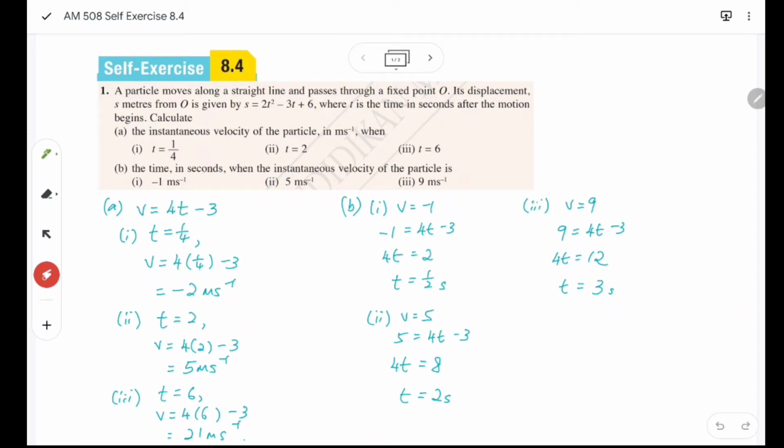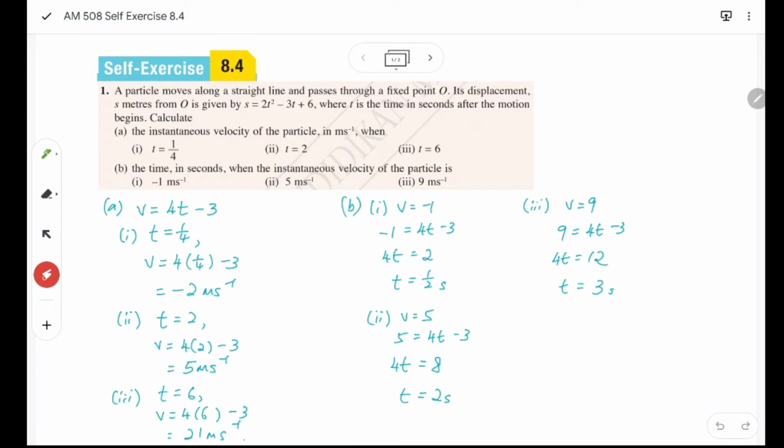B, we need to calculate the time in seconds when the instantaneous velocity of the particle is negative 1 meter per second. So this time v is given. We need to find t. So when negative 1 equals 4t minus 3, then move the negative 3 to become positive 3. Negative 1 plus 3, we get 2. So 4t equals 2, therefore t equals 1/2.